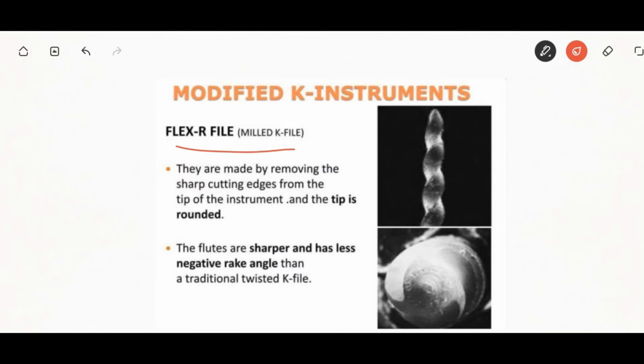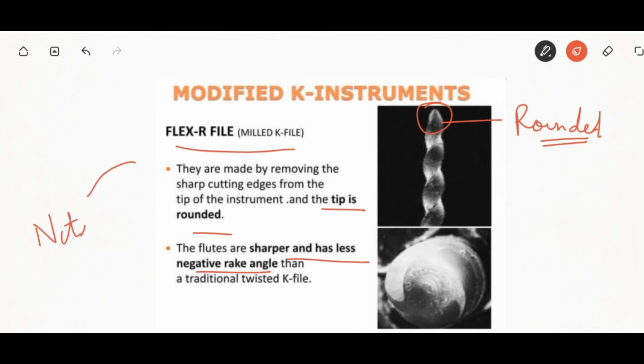Flexr file is made by removing the sharp cutting edges from the tip of the instrument. The non-cutting tip enables the instrument to traverse along the canal rather than gouge into it. So that design will reduce ledge formation. It has a triangular cross section that improves its flexibility, so that is why we can use it in curved canals. It is made of nickel titanium and cuts during rotation.